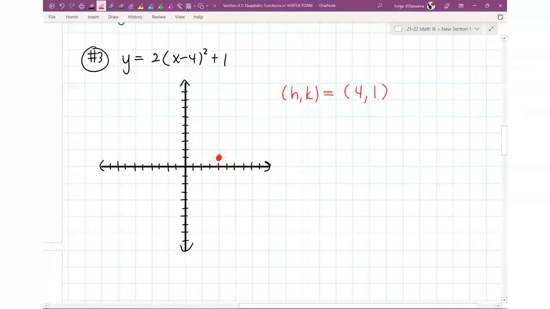4, 1. Okay, which way does this open, by the way? Up, right? A is 2, right? My A is 2, so it opens up. So all I have to do is go up twice, over once. So here we go. Up twice, so that's 1, 2, over once right here. And up 2 over once right there. And that's it, guys. We're done.